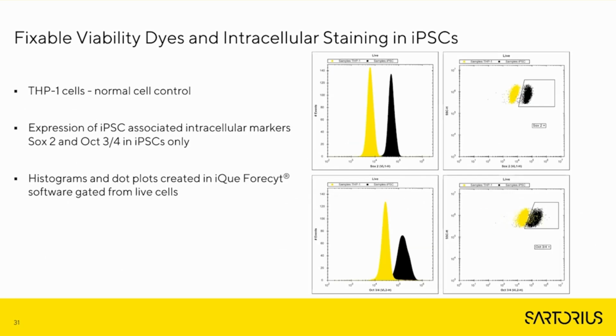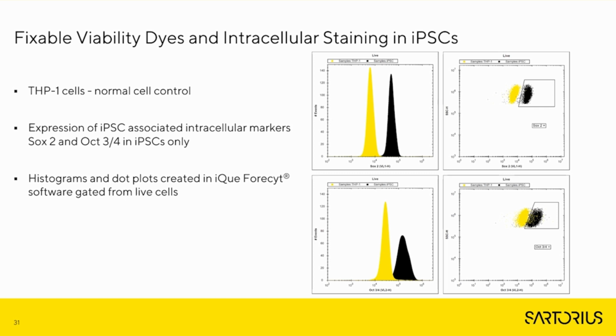We used a THP1 cell as our normal cell control and looked at expression of iPSC associated intracellular markers SOX2 and OCT3/4 in iPSCs. And we found that we only saw these intracellular markers in our iPSCs. There was no expression in the THP1. So if we look on the right-hand side here, these histograms that we have, we've got the THP1s in yellow and the iPSCs in black. And the top one is showing you the expression of SOX2, and the bottom one is OCT3/4.